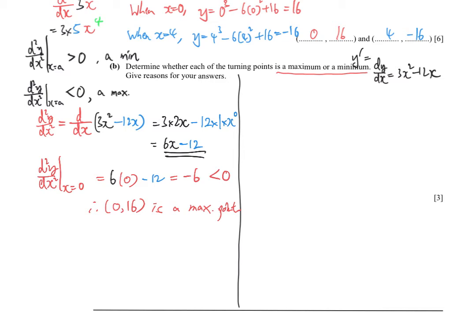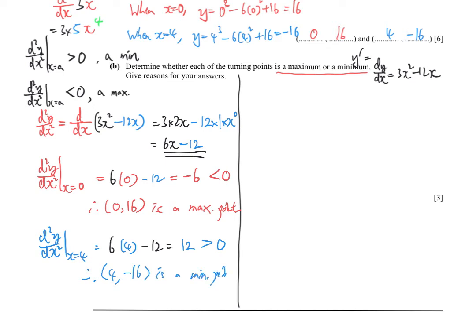All right. So similarly, let's get the other one. Let's substitute x equal to 4, and then we will get 6 times 4 minus 12, which is equal to 12, right? So it is positive, higher than 0. So we can conclude that (4, negative 16) is a minimum point. So this is the first method, using the second derivative.